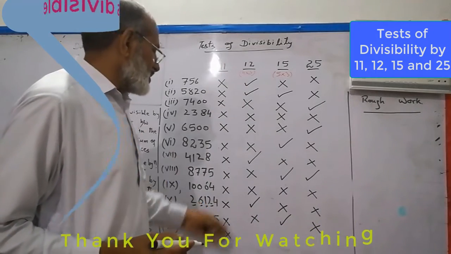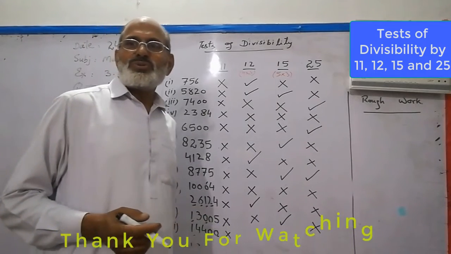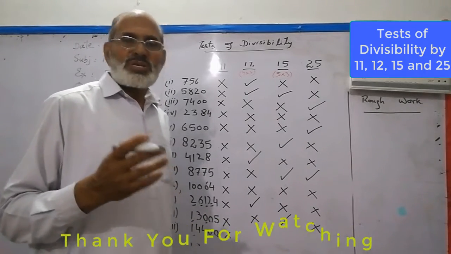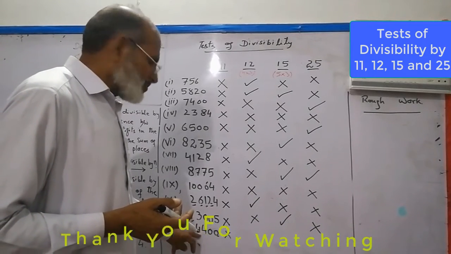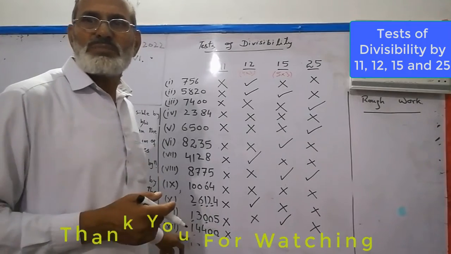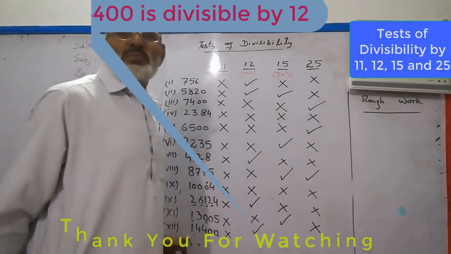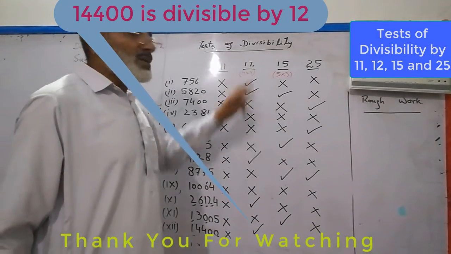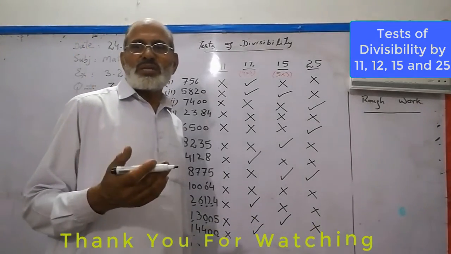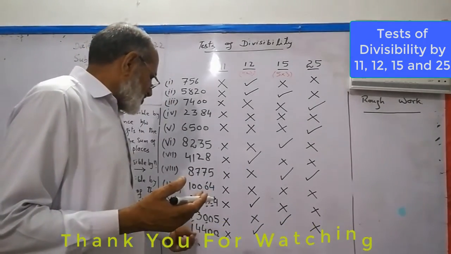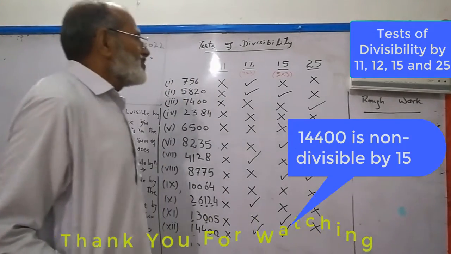To see either this value is divisible by 12, yes, there are 2 zeros. Whenever there are 2 zeros, that value is divisible by 4. But let's see, either this value is divisible by 3 as well. 4 plus 4, 8 plus 1, 9. Yes, 9 is divisible by 3. So both of the conditions are met. I put here a tick mark, means that this value is divisible by 12. For 15, the value should be divisible by 5 as well as by 3. So it is divisible by 3 and it is divisible by 5. So this value is divisible by 15 as well.